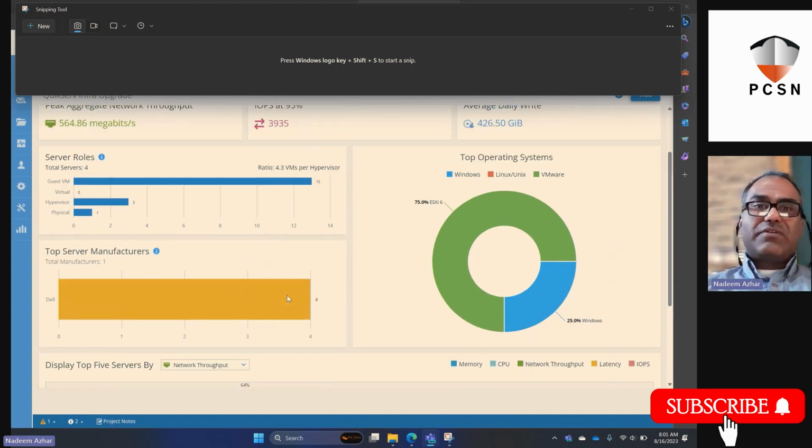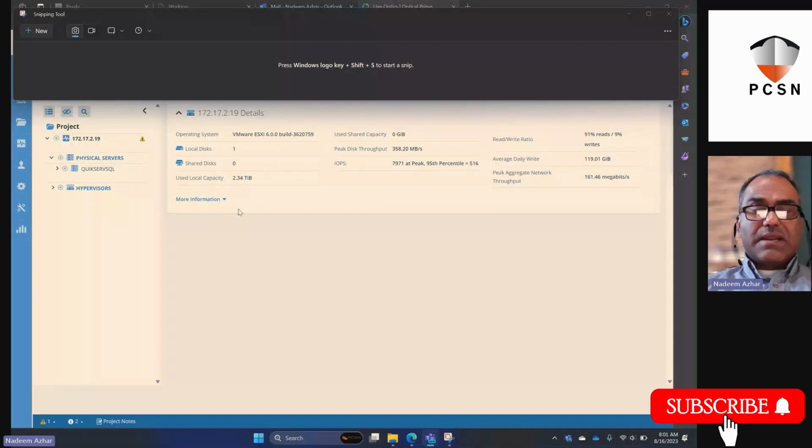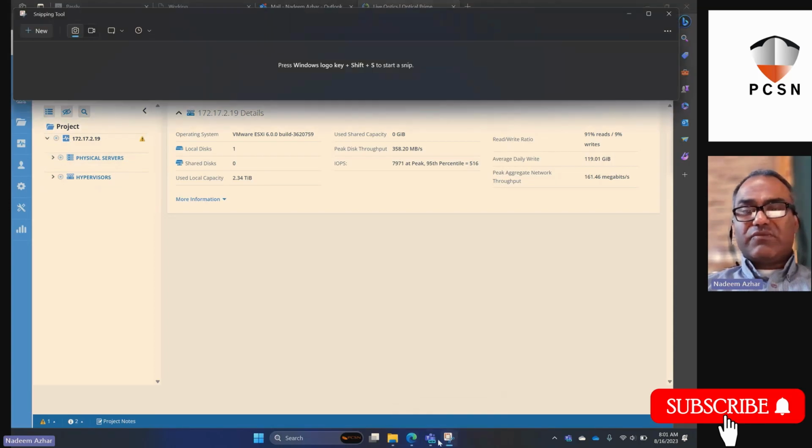Some of the other things that we can see, performance metrics. So now we can see here there are some physical servers and some virtual servers, but what are the hypervisor, the OS for the hypervisor? We can see some IOPS, some of the peaks. So these things we need to take into consideration.